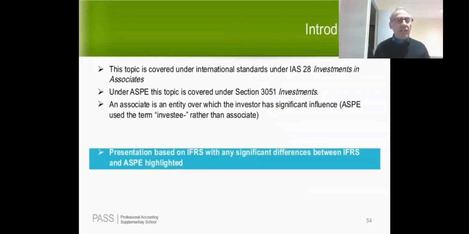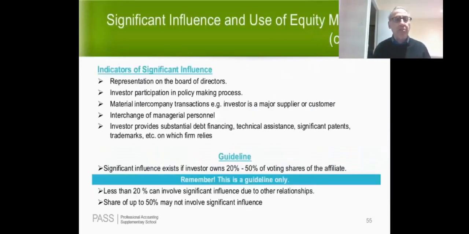The presentation I'm about to go over is based on IFRS. Any significant differences between the two are highlighted. Thankfully, for the most part, they're very similar. There aren't going to be a huge number of differences.